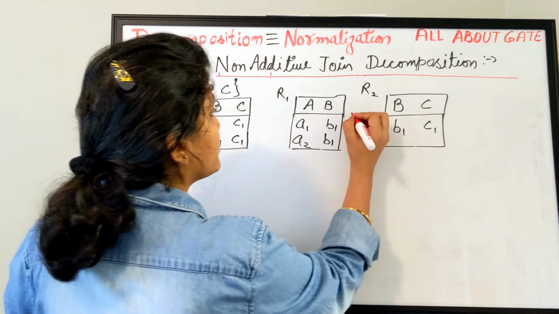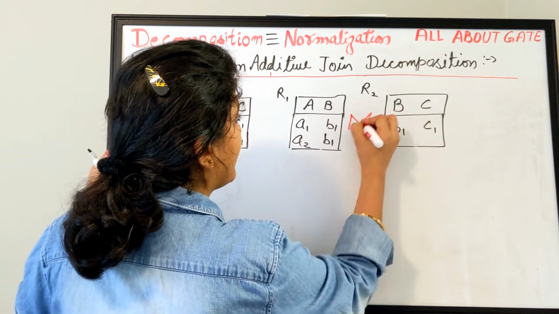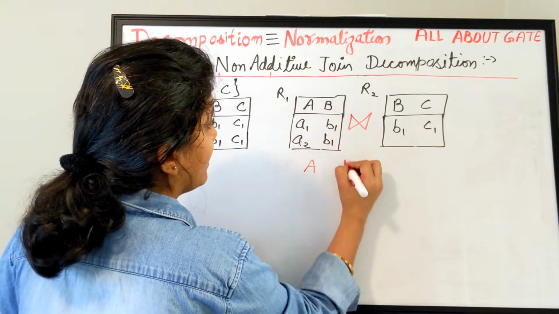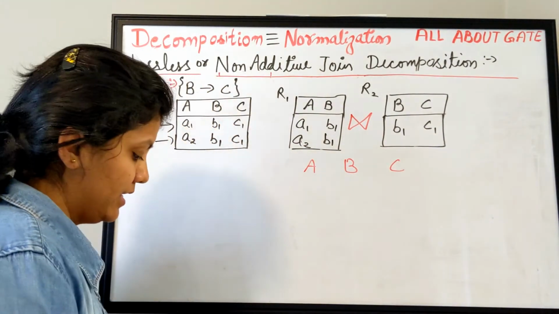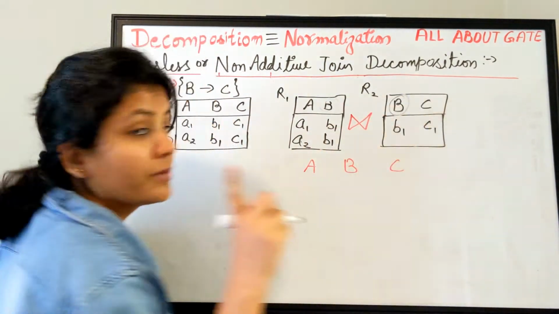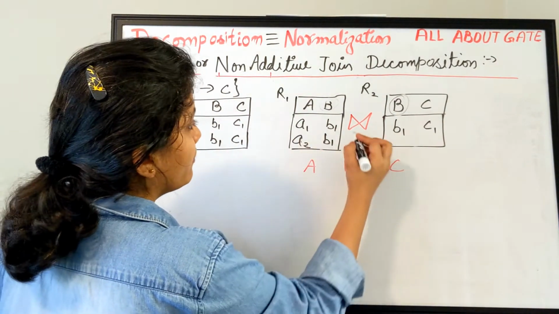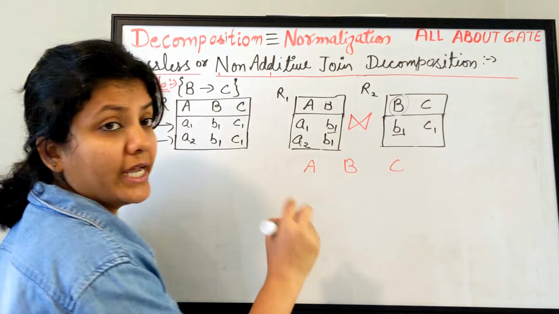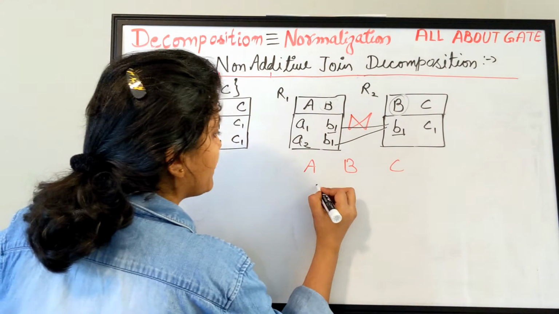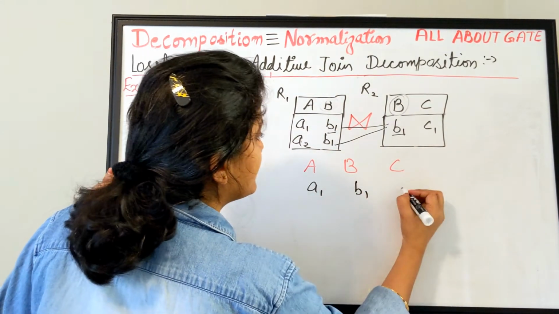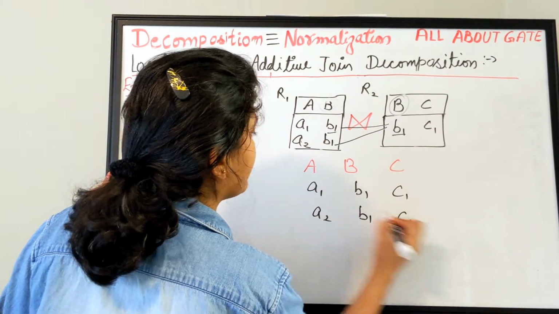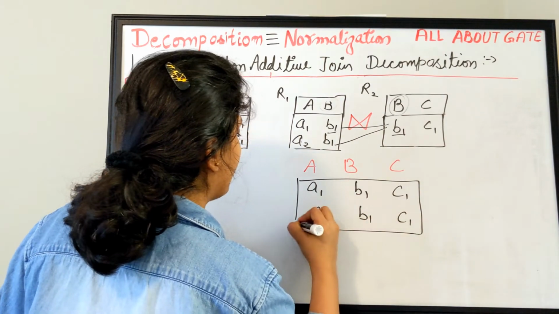So we perform the natural join operation between R1 and R2, which will result in A, B and C. That we have understood already. The common attribute is written only once. First of all, whatever the common attribute is, this particular tuple is going to get merged with this, and this is also going to get merged with this. So it becomes A1, B1, C1. The next becomes A2, B1 and C1. So this is the result after the natural join.